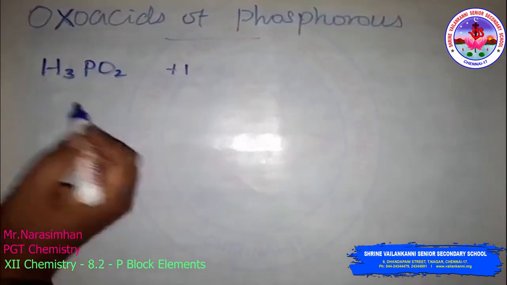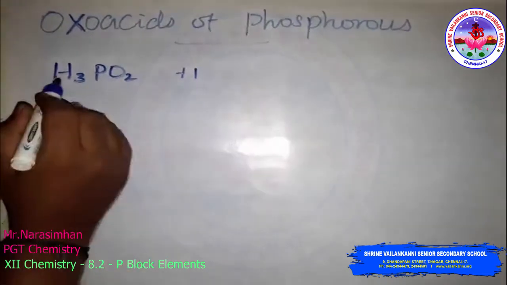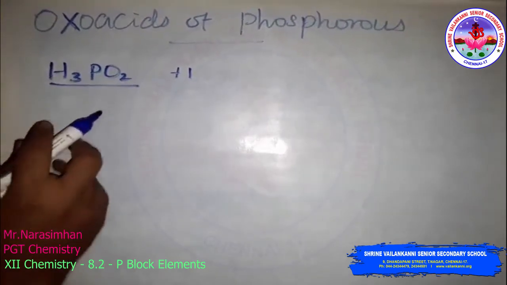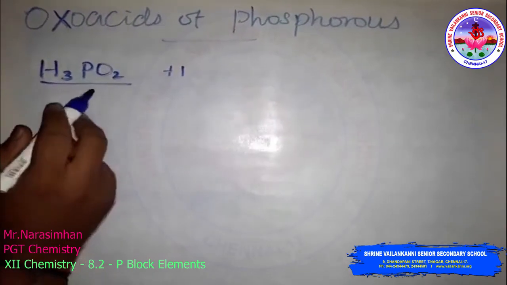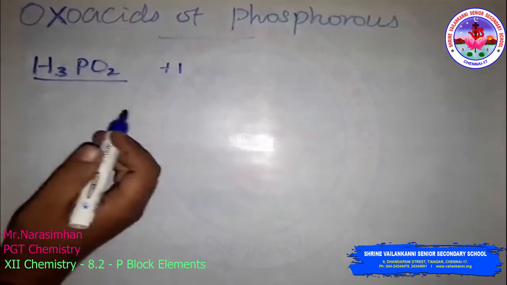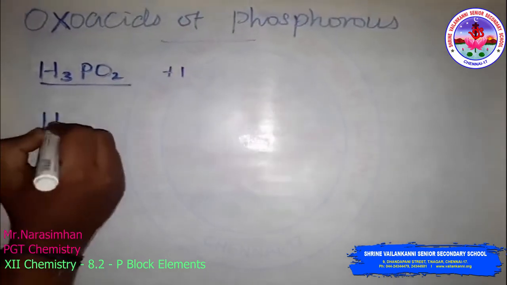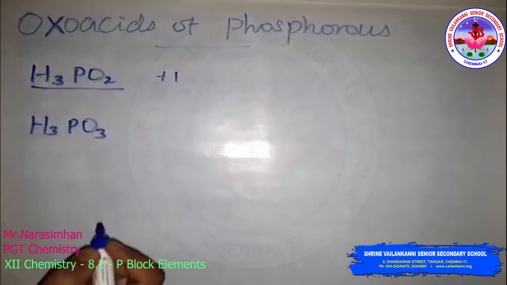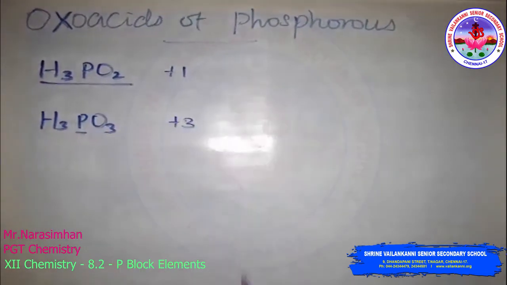The preparation of this compound is white phosphorus reacting with alkali. You will get this compound, phosphinic acid or hypophosphorus acid. Then the second one is phosphonic acid or orthophosphorus acid. The formula is H3PO3. Here the oxidation state of phosphorus is +3.